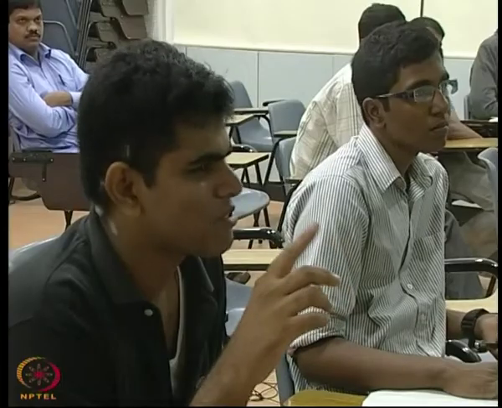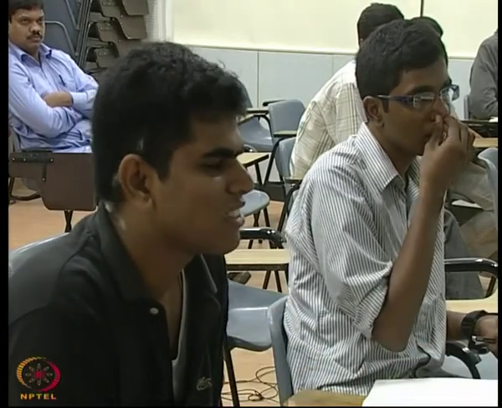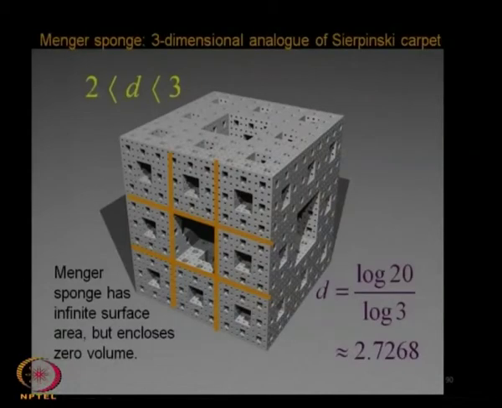Okay. Any other question? Sir, while scooping out that cube, the dimension was reduced from 3 to 2 point something, sir. Why not above 3? The fractal dimension reduced from 3 to 2 point something. Sir. Why not above 3?